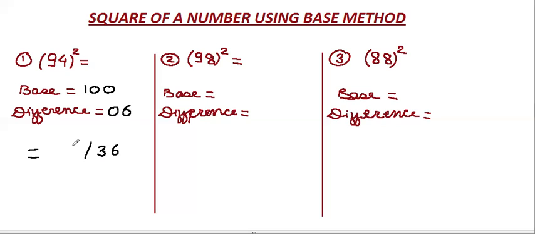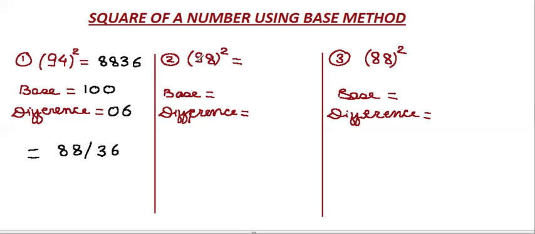And in this first part, we will subtract 6 from this 94. And why subtraction? Because 94 is lesser than the base. So 94 base से छोटा है, कम है, इसीलिए हम 94 में से जितना डिफरेंस है उसको subtract करेंगे. So 94 minus 6, that is 88. So here we get our answer. 94 square is 8836.